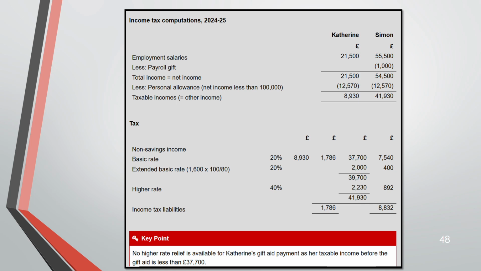So this is the answer for activity 6. As you can see, the income tax liability for Catherine is 1,786 and for Simon 8,832. There is no benefit for Catherine because everything is at basic rate, but for Simon there is a benefit. 2,000 extra is charged at the basic rate rather than the higher rate.